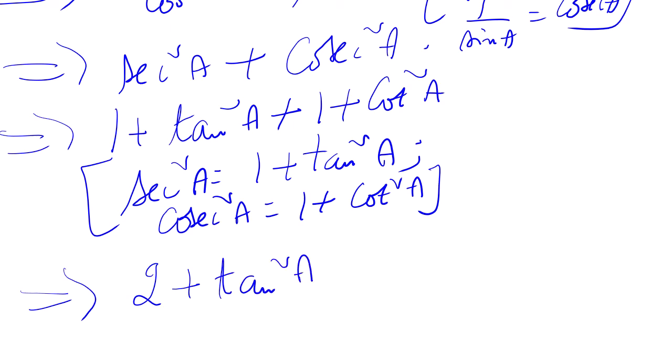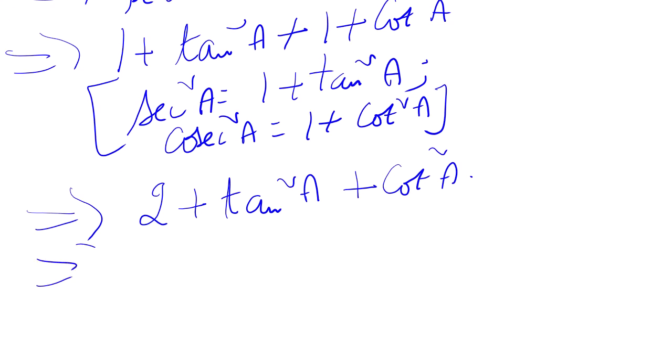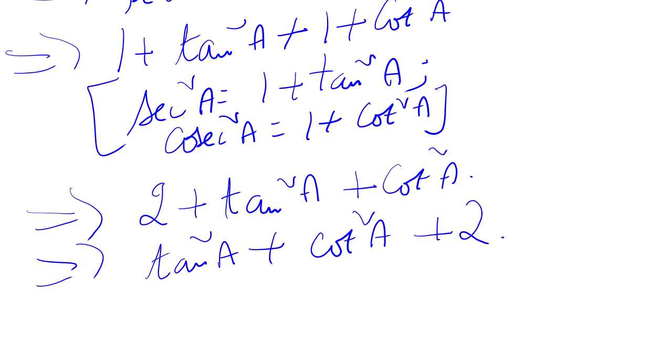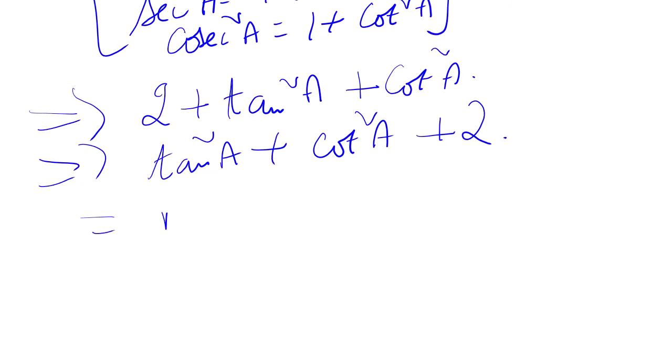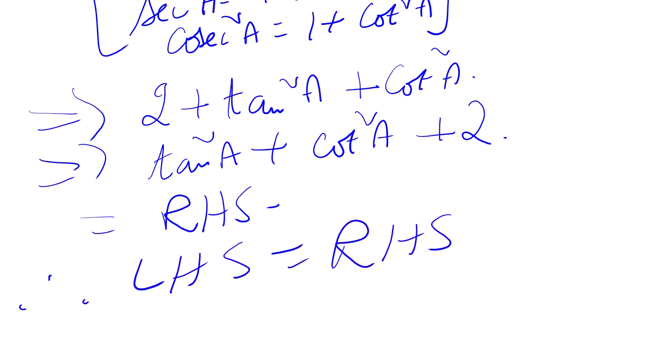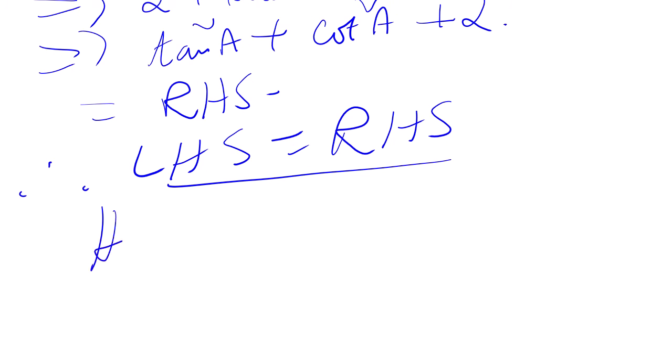So this implies 2 plus tan square A plus cot square A, or it can be written as the one given in the RHS, tan square A plus cot square A plus 2, that is equal to your RHS. Therefore LHS is equal to RHS, hence proved.